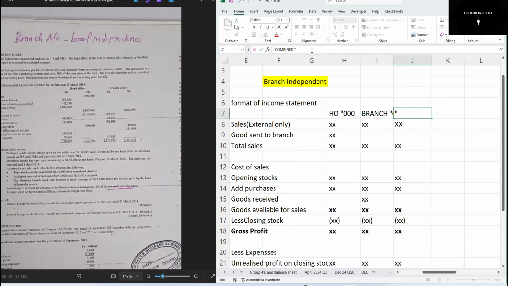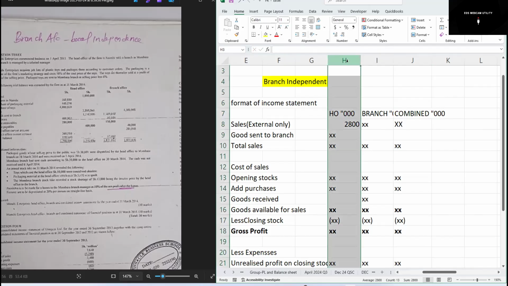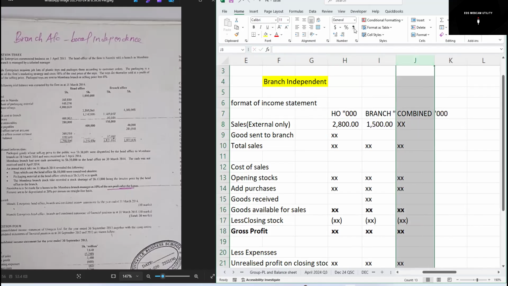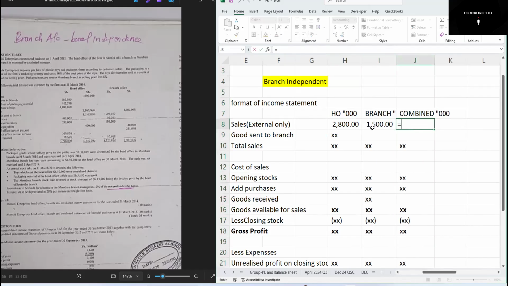Yeah, so 2,800. So we have 2,800, and then the branch is how much? 1,500. Combine the two. So combine this plus this, gives us 43.